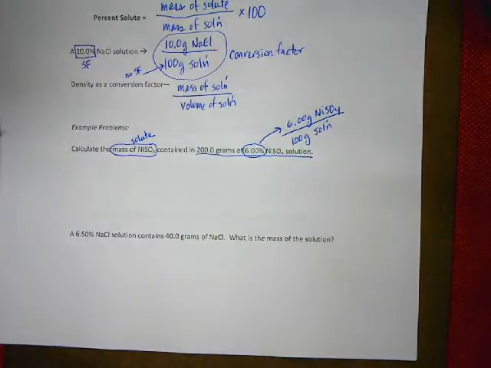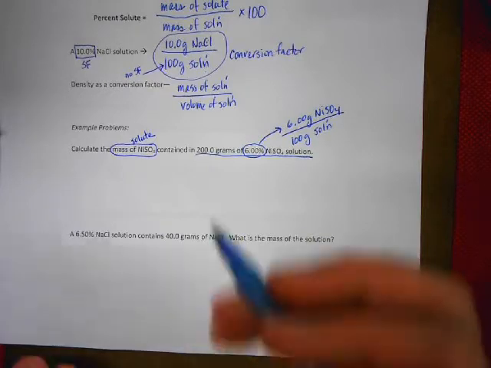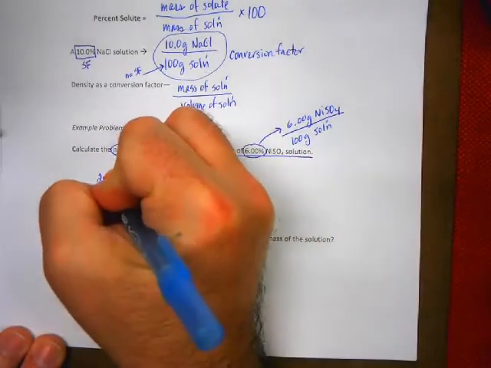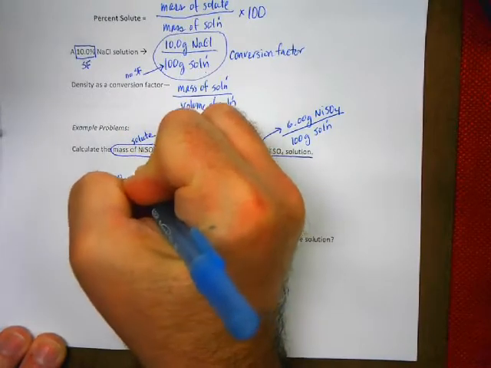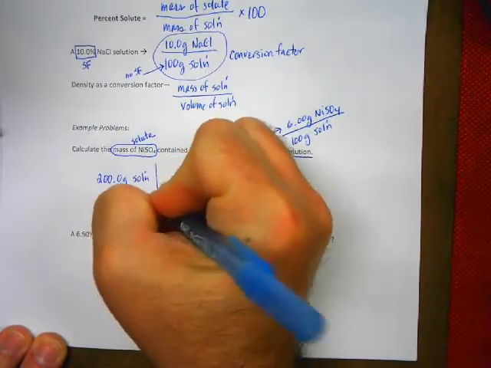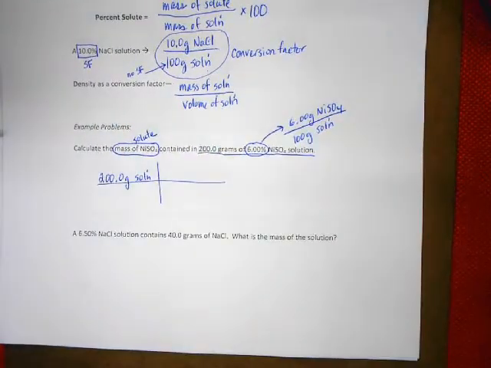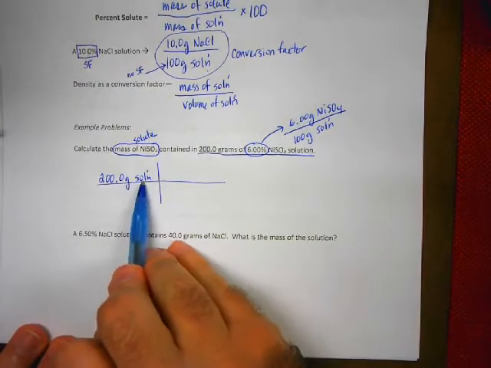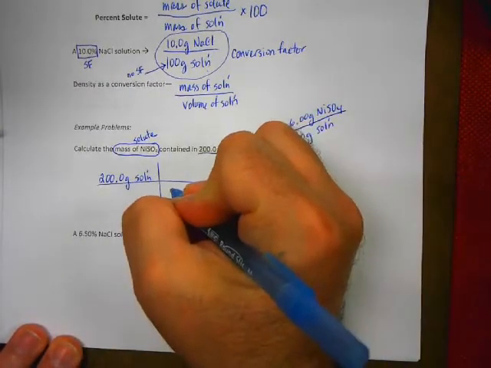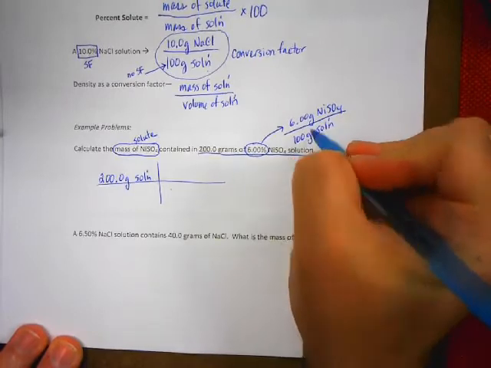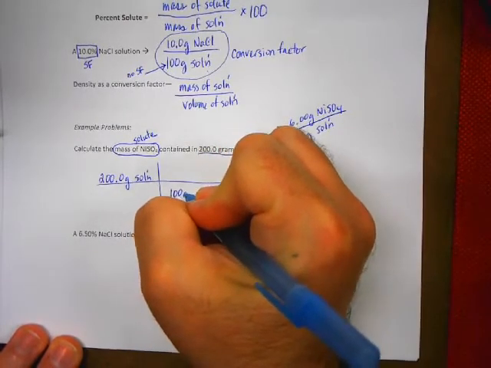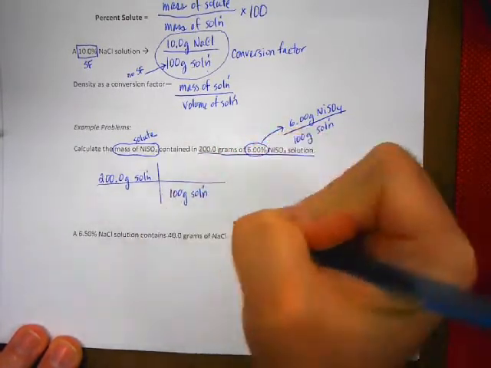So we're going to use that as a conversion factor. We're always going to start with a number that we're given. In this case, the 200.0 grams of solution. And we're going to set up a conversion table. We want to cancel out grams of solution, so I'm going to put 100 grams of solution in the bottom so the units cross out.